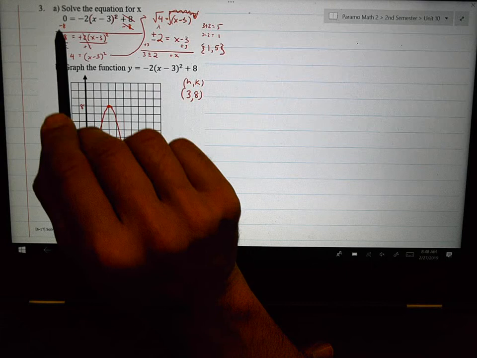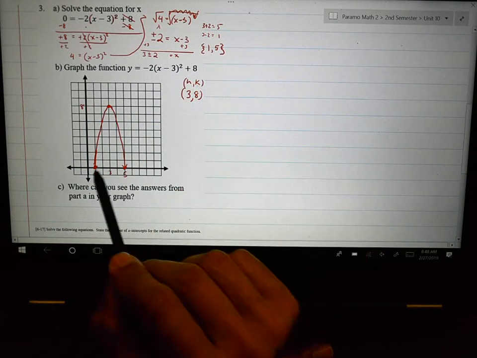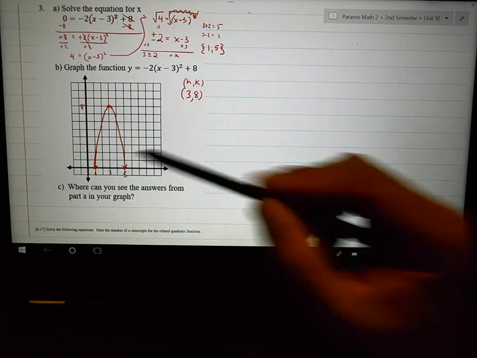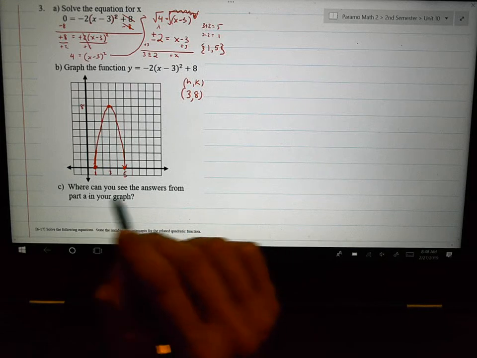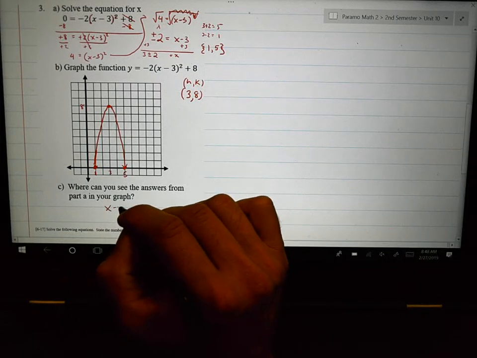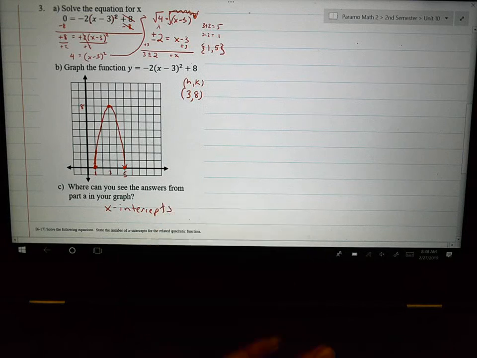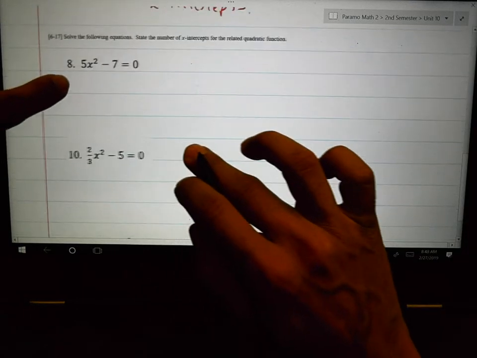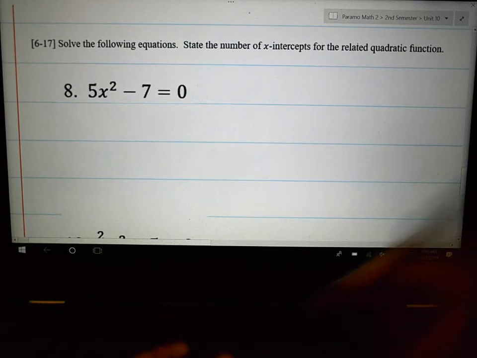Mathematically, what we did is we put a 0 equals that equation. We could figure out where it crosses. Graphically, that is your x-intercept as a part of your graph. So where can you see the answers from part A? The x-intercepts are my answer. And that's how we're going to do a lot of this stuff. You're going to start off with the graphing stuff, and then they're going to skip the graphing, and they're just going to say, solve it. Figure out your x-intercepts.